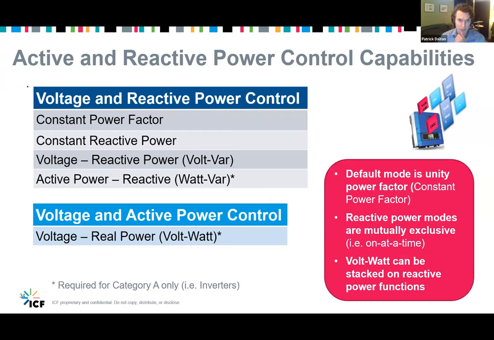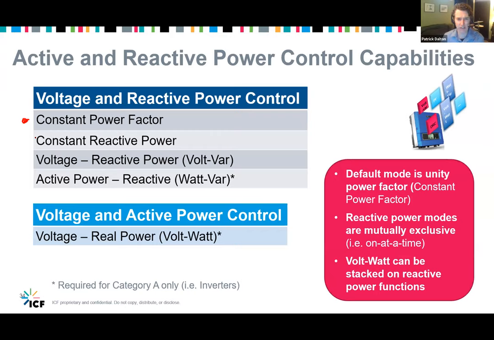Active and reactive power control capabilities are defined by the standard, and there are really five of these. Constant power factor has been with us for a long time, going back 10 years doing wind integration studies on distribution. This was a common specification that would come out of our analysis. Constant reactive power is new. What that essentially does is command a fixed level of reactive power.